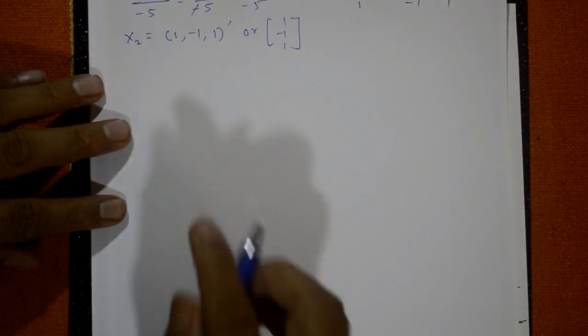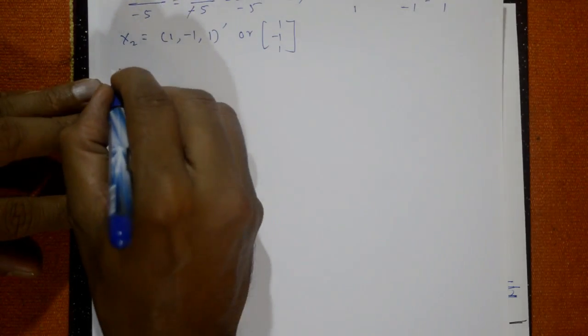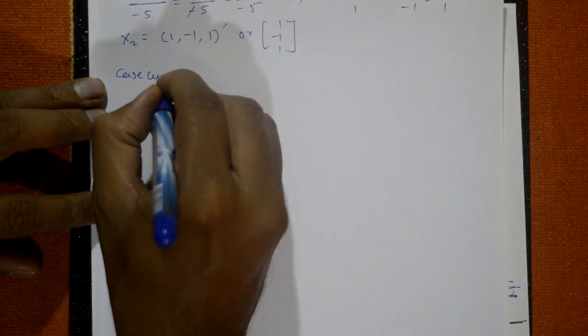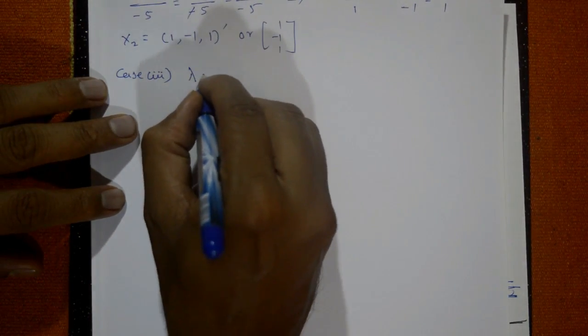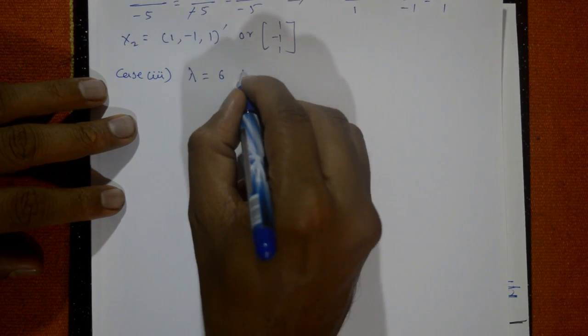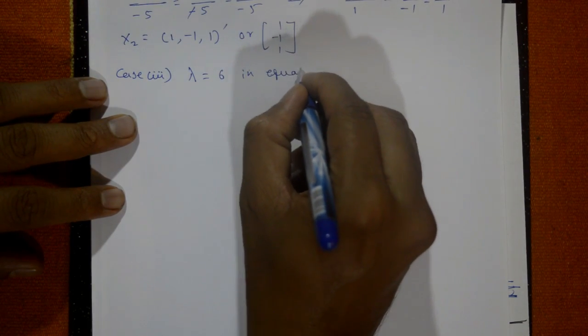Okay, now case 3: lambda equal to 6 in equation number 1.